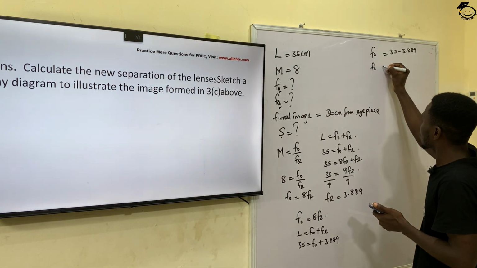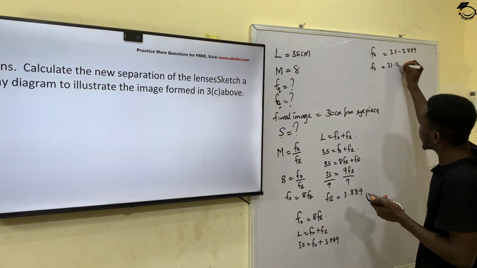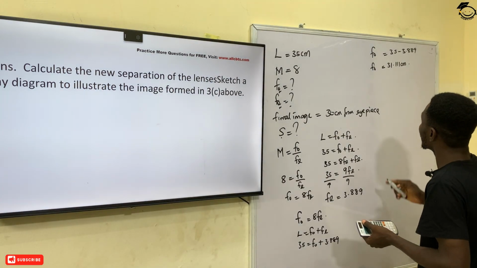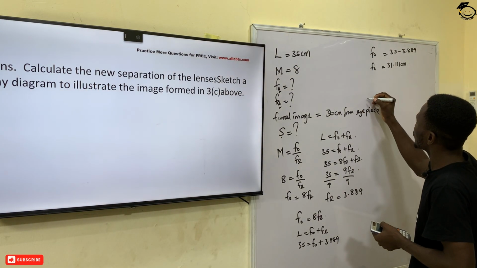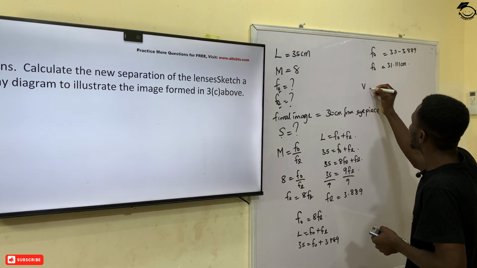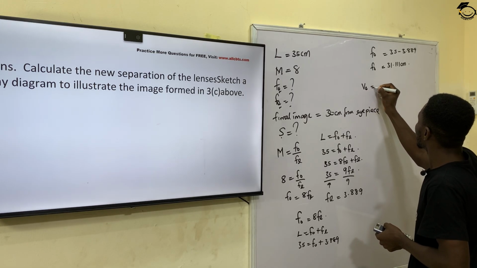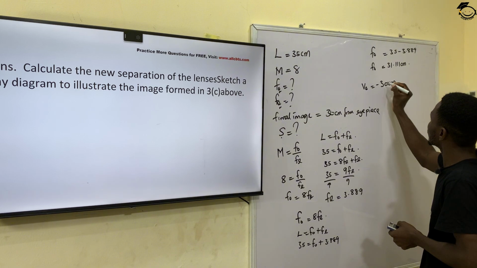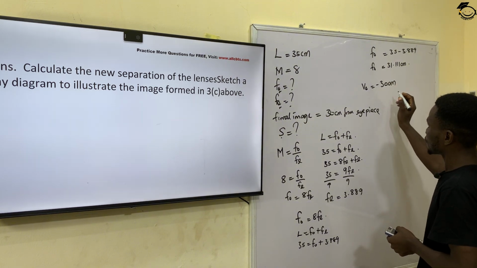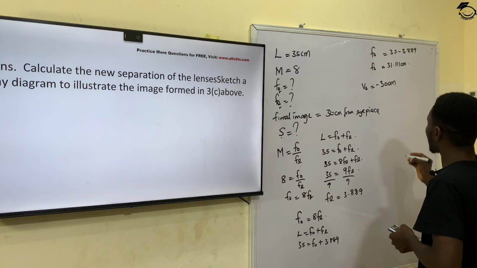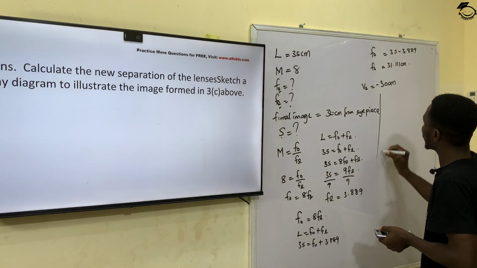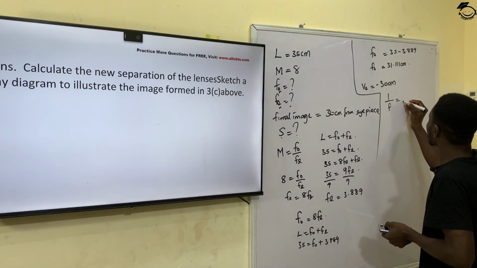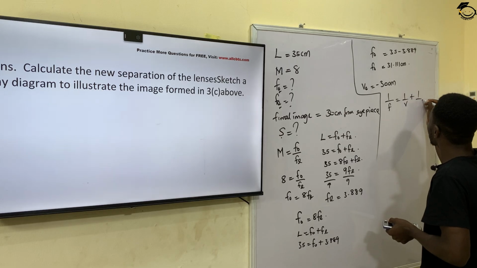It means that my F naught is going to give me 31.111 centimeters. So for us to be able to find our new separation, we know that from our final image that was given, which is the same as saying the image distance that was given, VE, here is 30 centimeters. And because it is a divergent lens, what I'll be having here is minus 30 centimeters. So we are going to be using our lens formula, which says 1 over F is equal to 1 over V plus 1 over U.